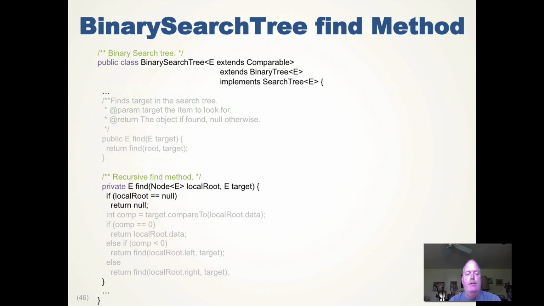We first check to see if the node we're at is null. If it is, the thing we're searching for is not in the tree, so we return null. If the node is not null, we compare the target to the data at this node. If it's equal, we found the item, so we return local root.data. If it's less than, we look for it in the left subtree. If it's greater than, we search the right subtree. So we're just going to traverse down the tree, either till we get to a null, which means we didn't find it, or we find the data.